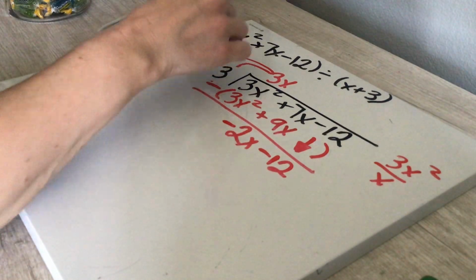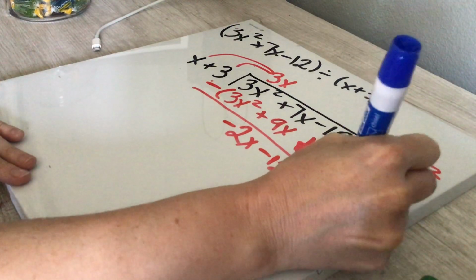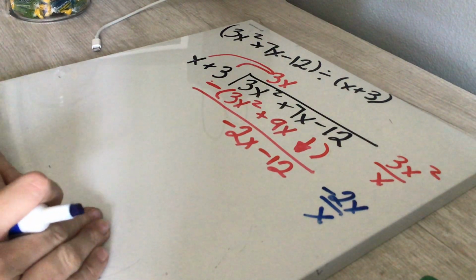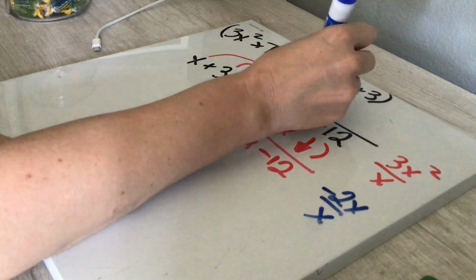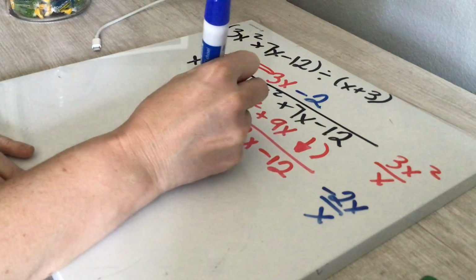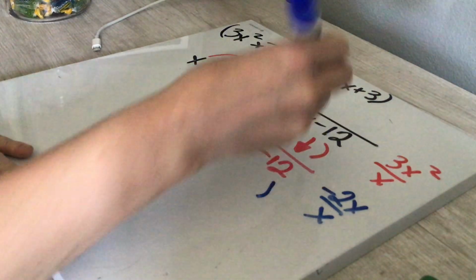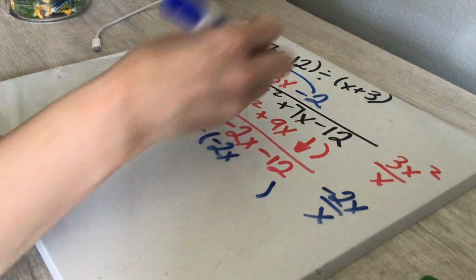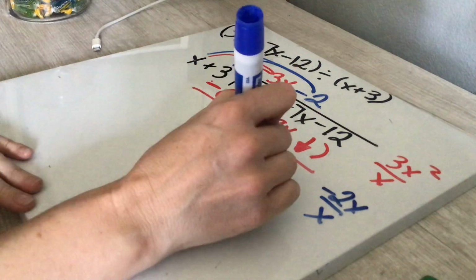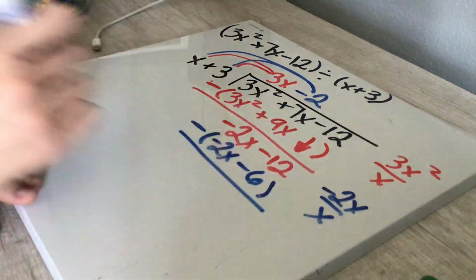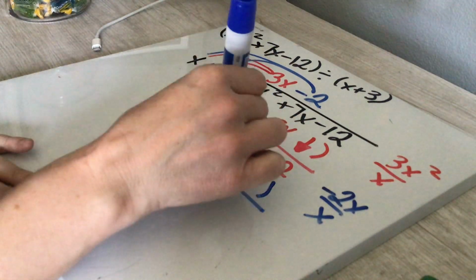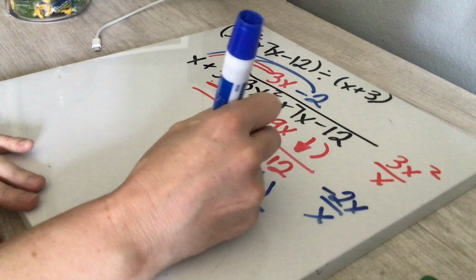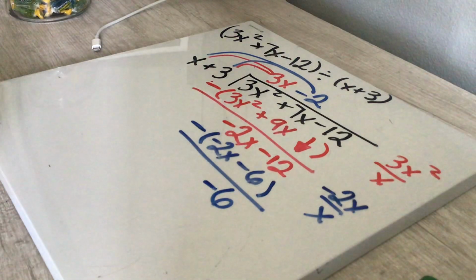So how many times does x go into negative 2x? So think negative 2x divided by x. What do you get? Well, you get negative 2. So then we put minus 2 up here. You're subtracting the product. So negative 2 times x is negative 2x. Negative 2 times 3 is negative 6. So negative 2x minus negative 2x is 0. Negative 12 minus negative 6 is negative 6.